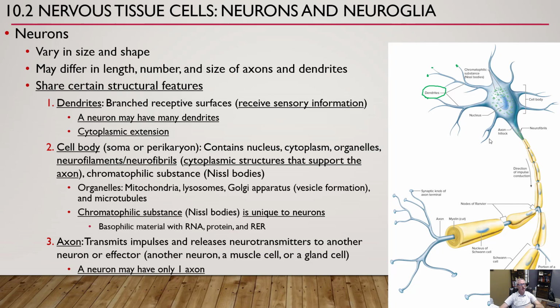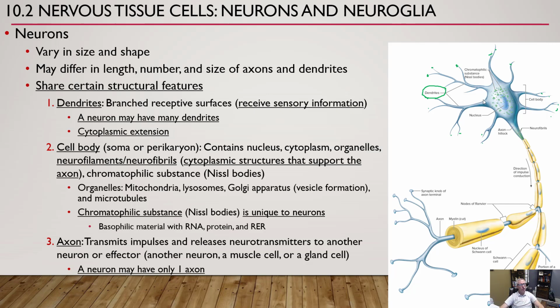So this neuron has several different dendrites. 1, 2, 3, 4, 5, 6, 7, 8, 9, 10, 11, 12, 13, 14, 15, 16, 17, 18 dendrites. But in reality, it could have 1,000. So these dendrites receive information. And a neuron could have, like I said, thousands of different dendrites.